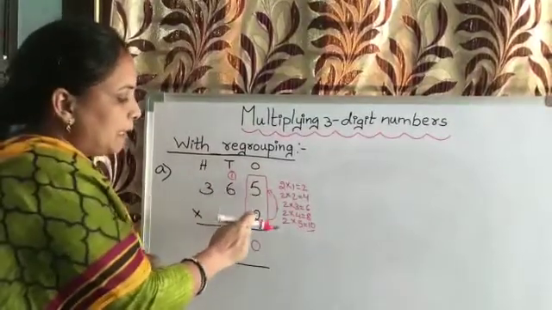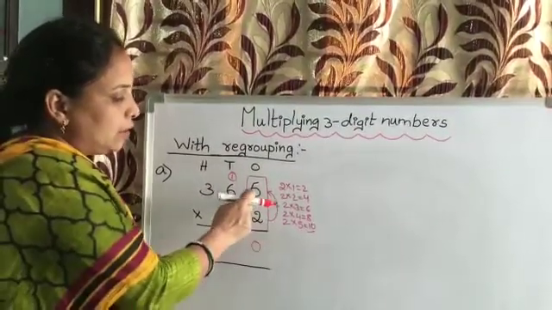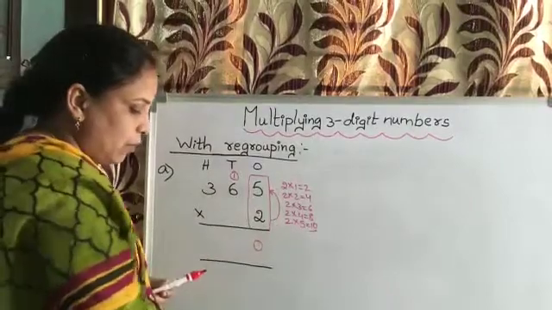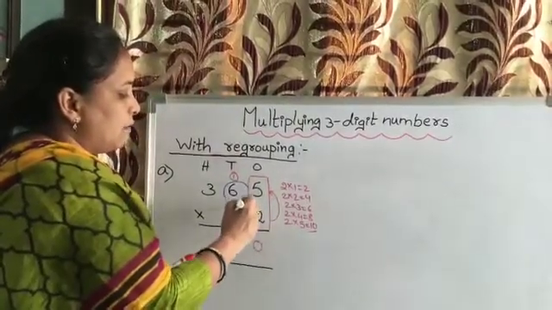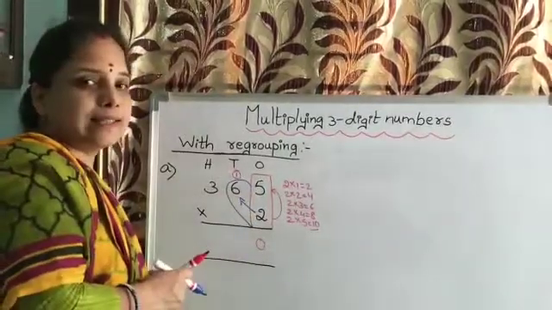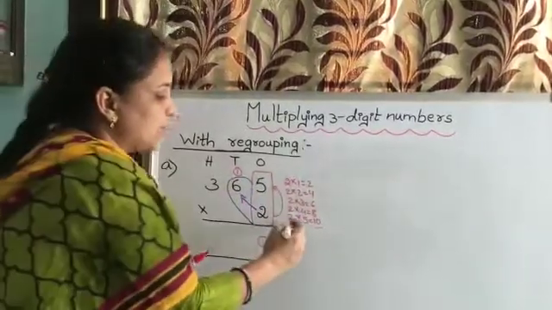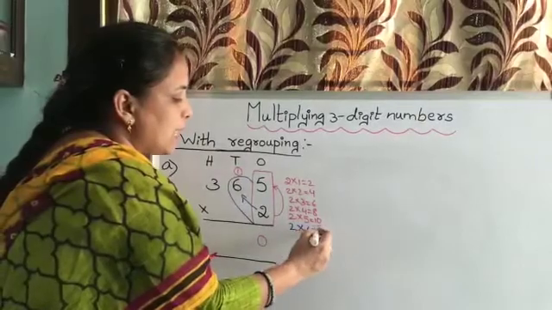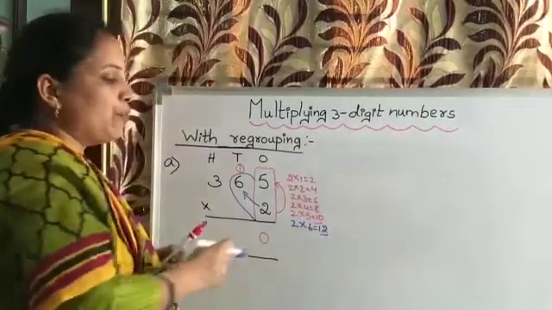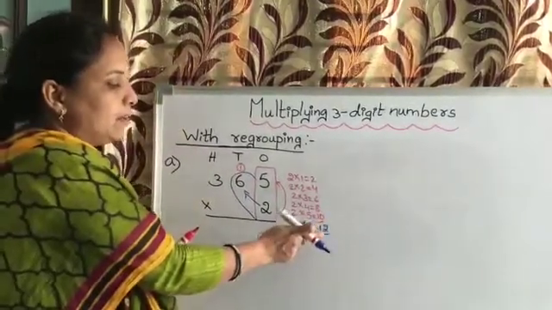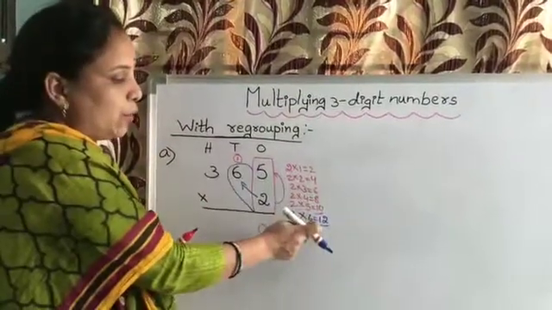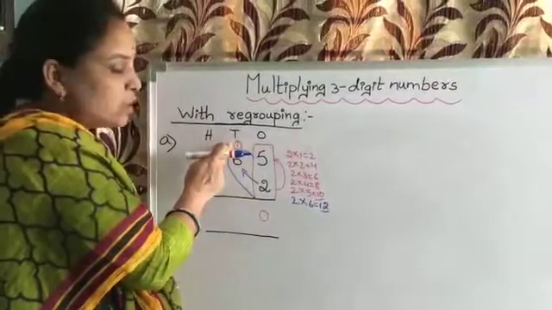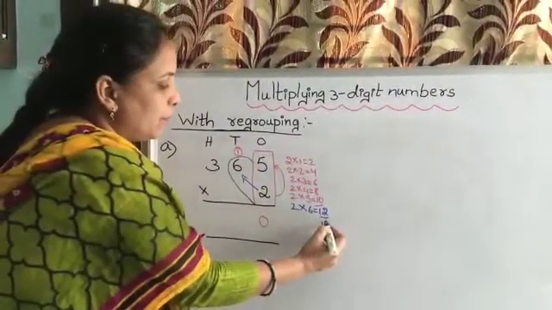Now after completing multiplying ones place digit, we have to multiply tens place digit. That means we have to multiply 2 into 6. 2 6s are how much, children? 2 6s are 12. Now don't forget to add for the answer 12 this carryover, children. You have to add 12 and 1. That is 12 plus 1, we are getting 13 now.